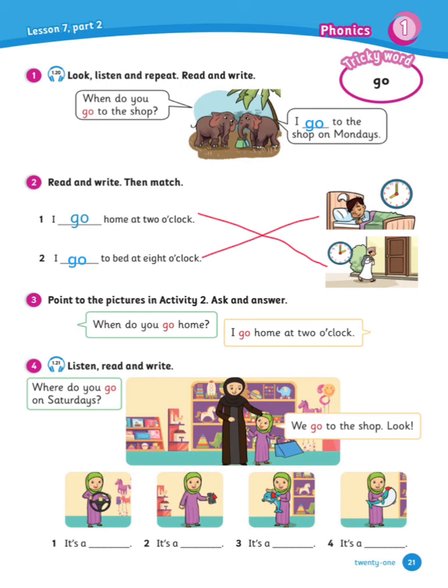Exercise number 3. Point to the pictures in activity 2. Ask and answer. When do you go home? I go home at 2 o'clock.